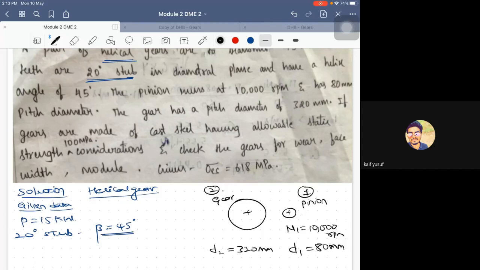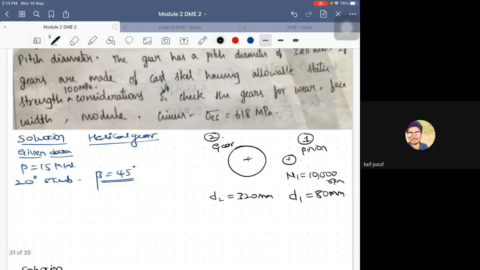Be ready with that. If gears are made of cast steel having an allowable stress of 100 megapascal, so this is made up of cast steel. Sigma D1 he has mentioned as 100 megapascal. Both the gears are made up of the same material, cast steel, and sigma D2 is even 100 megapascal.